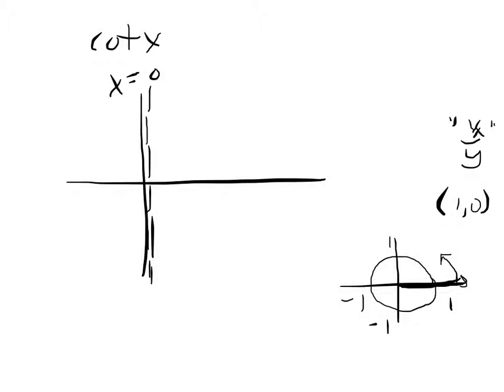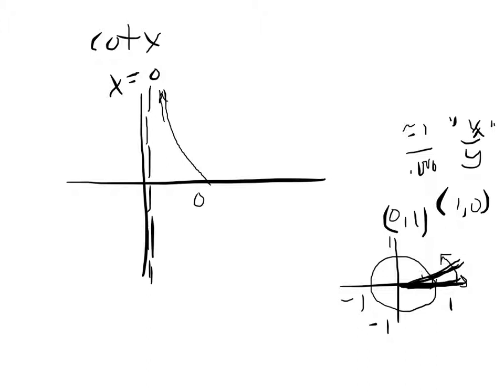Now what happens as I spin up? If I come up a little bit, my y-coordinate is going to be pretty tiny. My x-coordinate is going to be pretty close to 1. So I've got a number pretty close to 1 over a very tiny number, and that's going to give me a huge number. So very close to 0, I'm going to be up here at a pretty big number. What happens as I come down? Well, when I hit π/2, my coordinates are 0, 1, and x over y would be 0. So I'm going to come down, and at π/2, I'm going to hit 0.